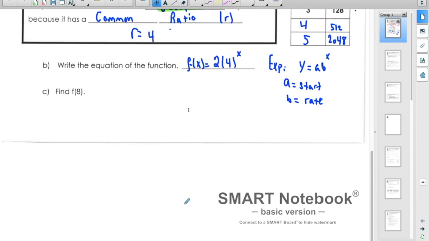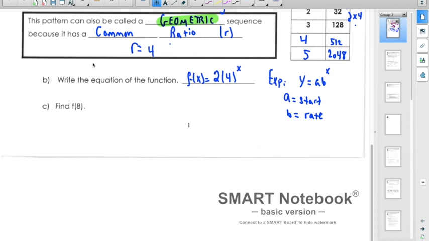And then part C, find f of 8. Again, I'm just substituting in here for x. So if I want to find f of 8, it's saying to substitute in 8 for x. So it would be 2 times 4 to the 8th. And what is that? Well, if you just put that in your calculator exactly as you see it, you would get the answer of 131,072. Okay?